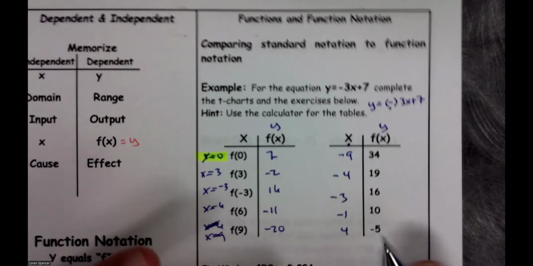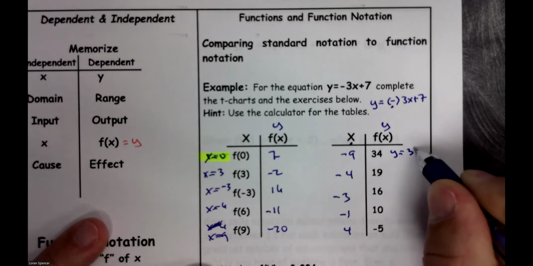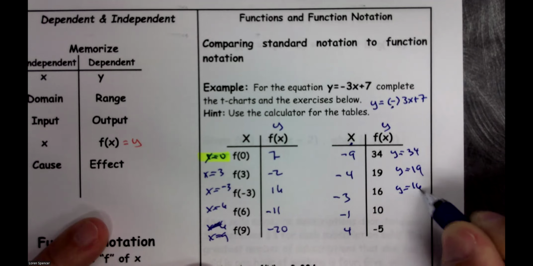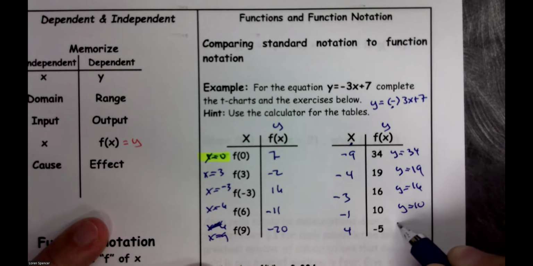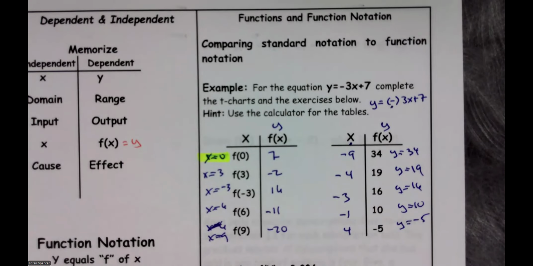And now we want to do it when Y equals 34, Y equals 19, Y equals 16, Y equals 10, and Y equals -5. All right, with that being the case, let's go back to our share, because now we're just going to type in Y values.